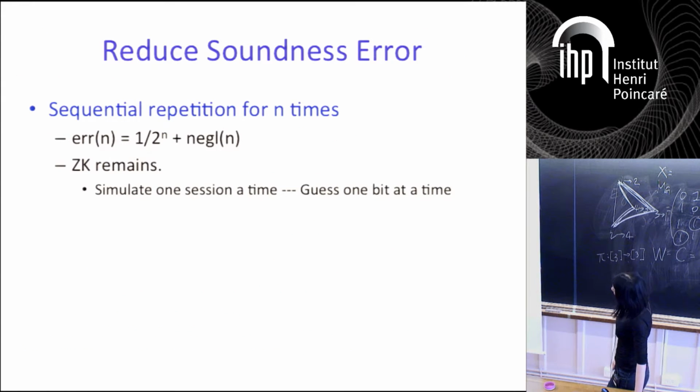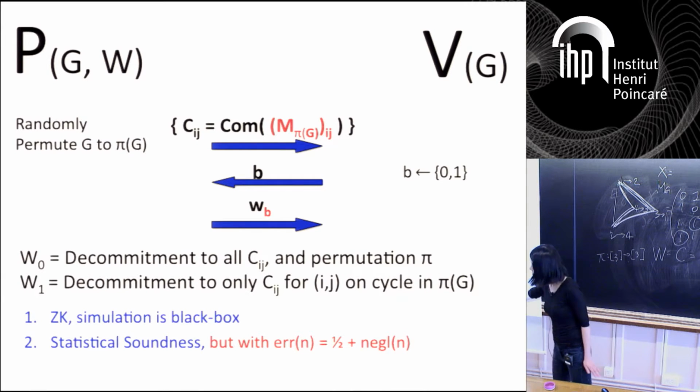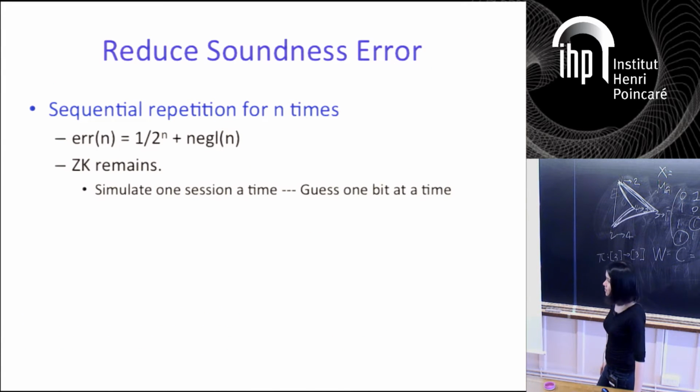Great. So there's only up to one problem. This is a zero knowledge proof up to one problem. That is, the soundness error is still quite high. The soundness error is something roughly half. So how can we reduce this soundness error?